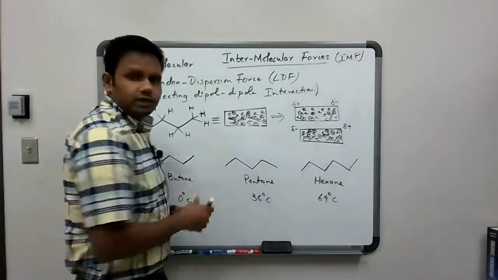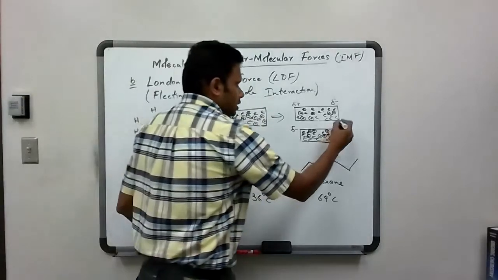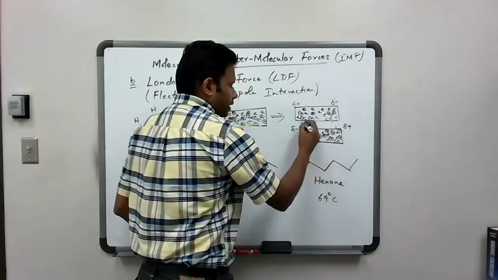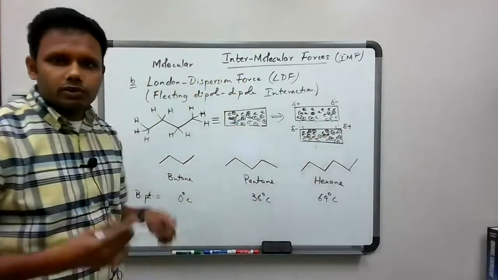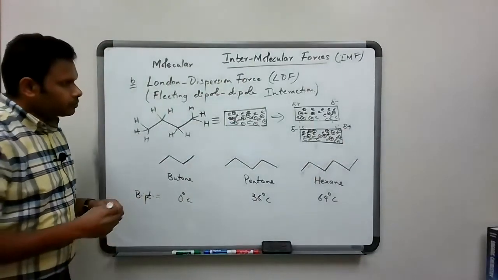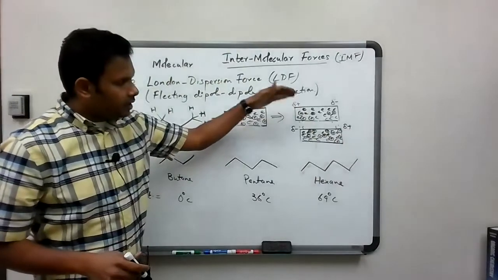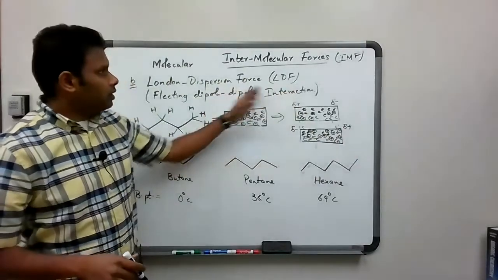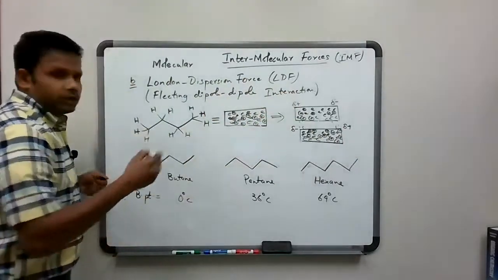And so once you've generated a dipole, what that means is you're going to have some attraction between the two poles. They are going to now interact with each other. So that's the fleeting dipole interaction.